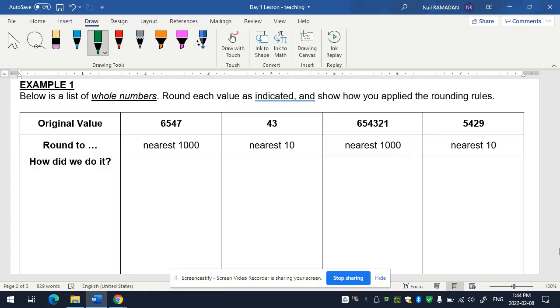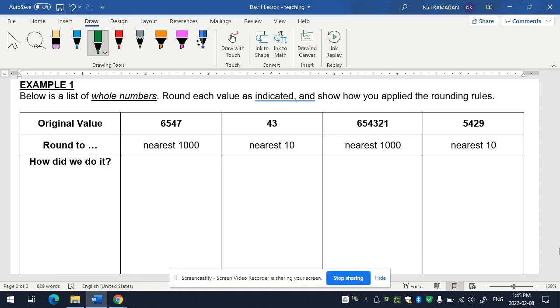Everyone, pencils down. Just let this sink in. 6,547. Apparently, we want to round it to the nearest what? Perfect. 1,000. How many zeros does 1,000 have? 3. So what does that mean? Where do you place your line? Technically, by counting backward 3. So not here, not here, not here. Where? Yes. So you have to count 3 zeros, 3 numbers.